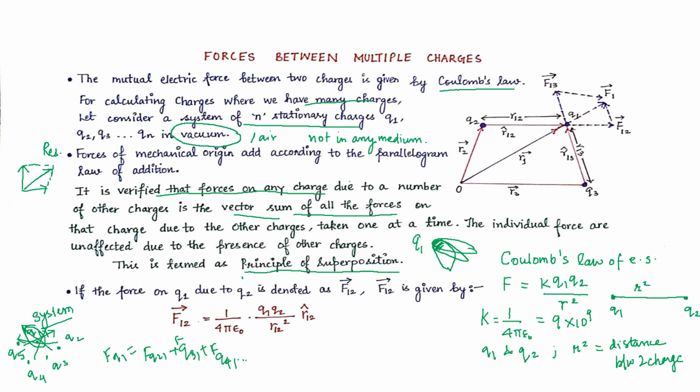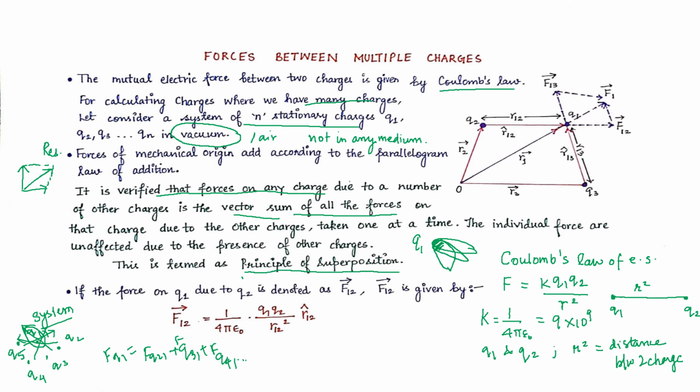So what is happening here is these forces are coming on each other due to Q2, then Q3, then Q4, then Q5 and so on. They are getting superimposed on each other, and hence this phenomenon is explained on the basis of the principle of superposition of the charges.